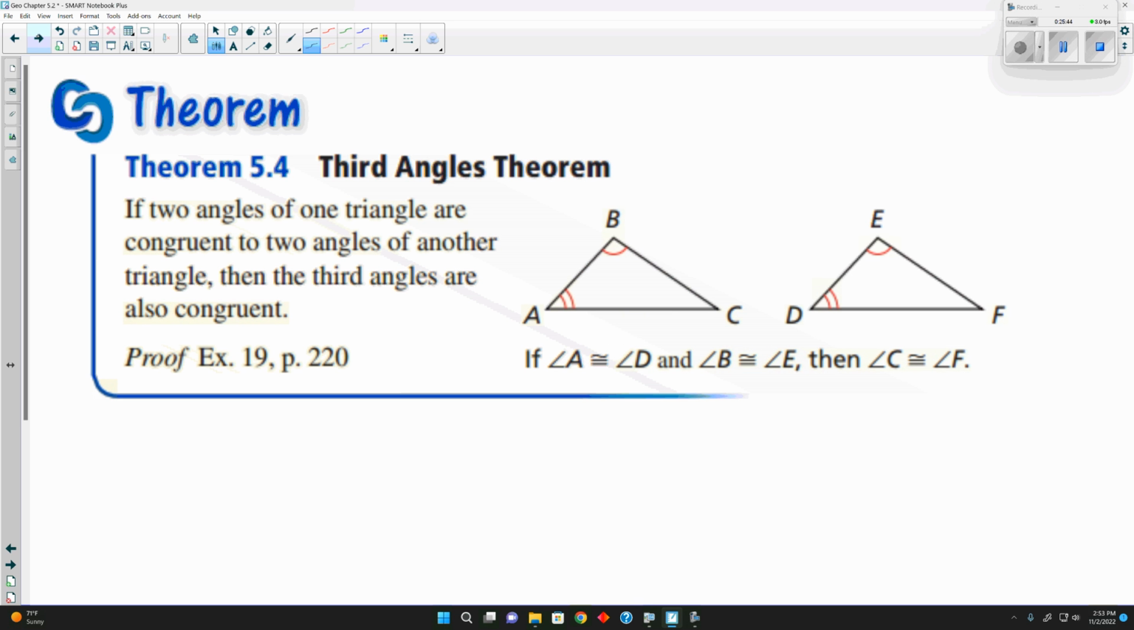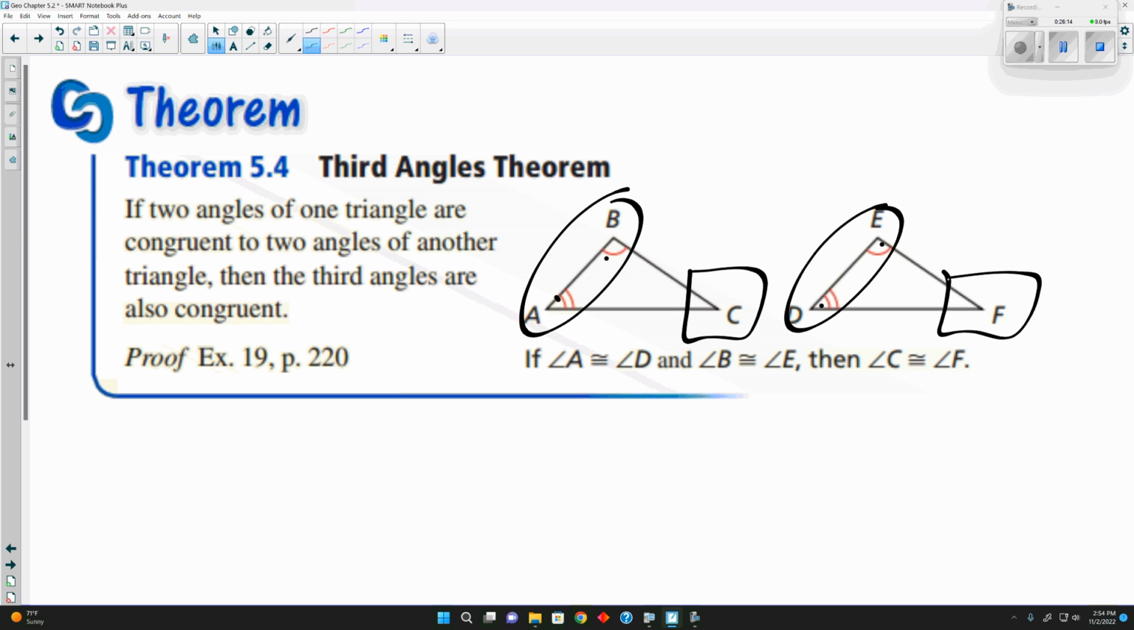Now this here, the third angle theorem. We know that the sum of the three angles in a triangle is 180, yes? The third angle theorem states that if two angles in one triangle are congruent to two angles in another, the third angles must be congruent, because they both add up to 180, and if these two are the same and these two are the same, then these have to be the same. Questions on this here?